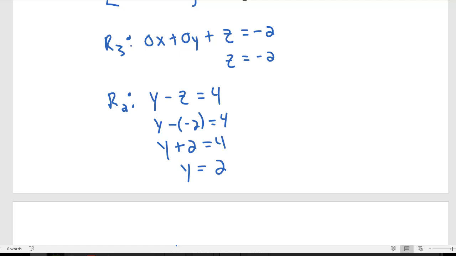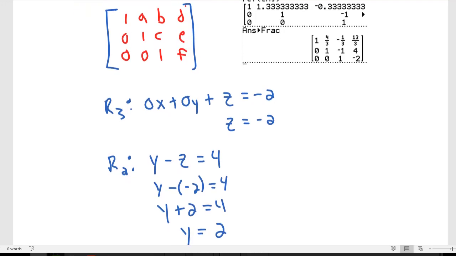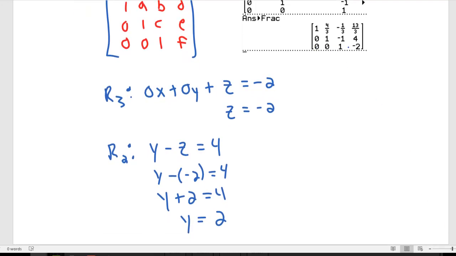So I have those two pieces, I have the z and the y. And again, remember, I'm plucking off each row here. So let me stop right there. Row 3 told me that z equaled negative 2. Row 2 tells me that y minus z equals 4. We plugged the z in and found the y.